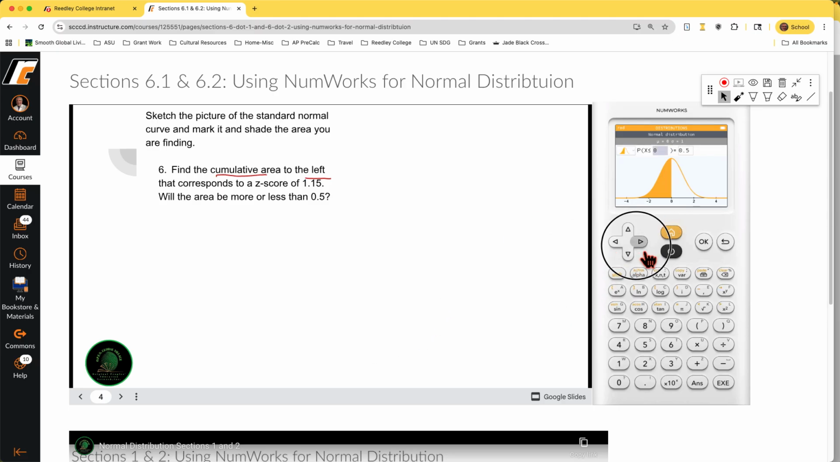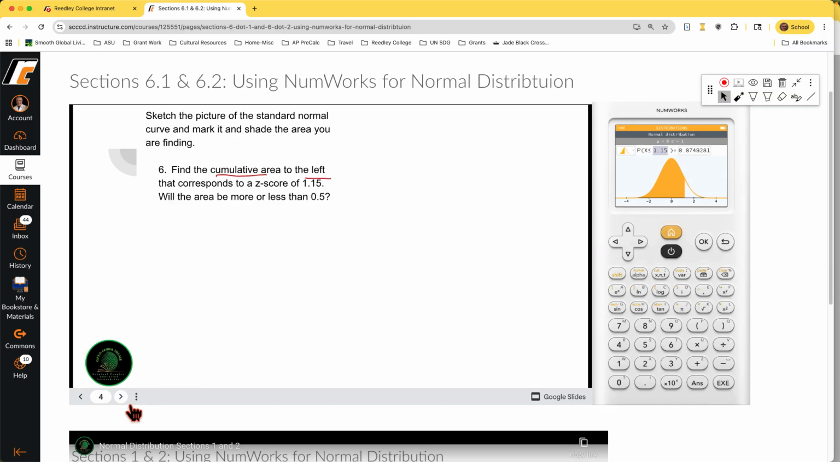So let's come over here to where we put the 1.15. We put that in for x. X is going to be less than or equal to 1.15. We hit OK, and then we see the shading move. Here's 0, there's about 1.15, and it gives us the answer. The percentage is about 87%, 87.49. And we can get as accurate as we need to get.